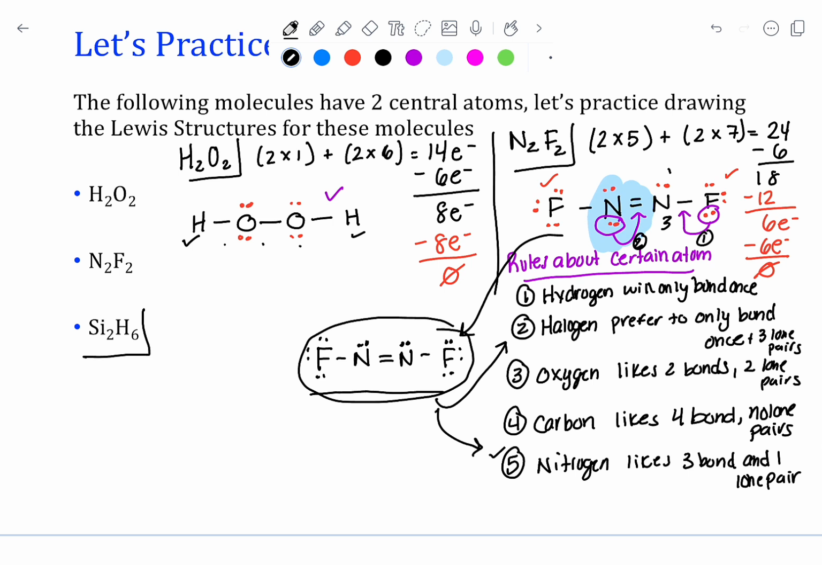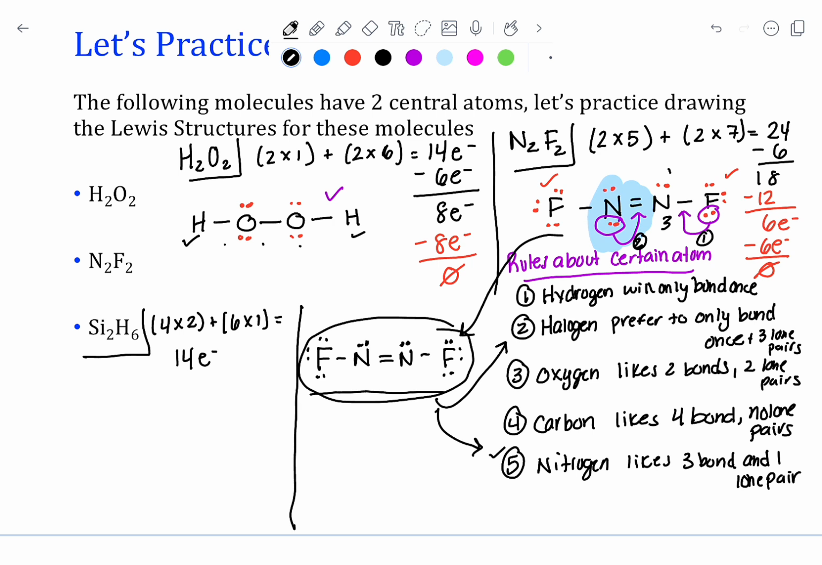Si2H6. So, let's count up our valence electrons. Silicon has 4, and there's 2 silicon atoms. Each atom has 4 valence electrons. We're going to add to that our 6 hydrogens, which each have 1 valence electron, and that is a total of 14 electrons that we're working with in this structure.